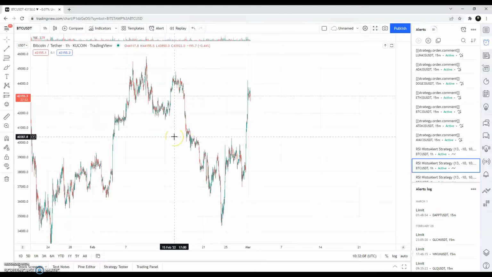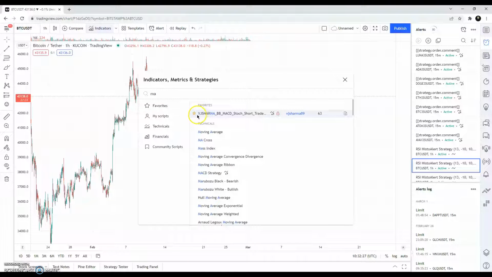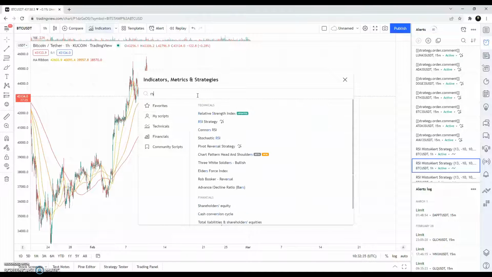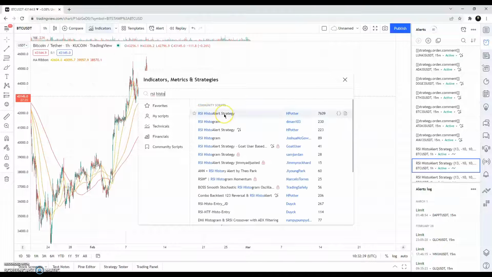So I usually only do 2 indicators for my strategies. I get 2 really good indicators, link them together at the perfect spots for really good entries. Okay, so first indicator we got is the MA ribbon, moving average ribbon. And then our second indicator is going to be the RSI histo. So RSI histo alert strategy by H.